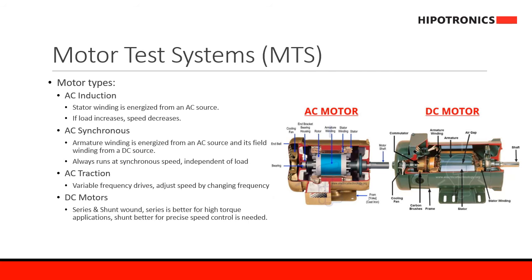The third type is the AC traction. With a variable frequency drive, it adjusts speed by changing frequency. The last type is the DC motors with series and shunt wound. Series is always better for high torque applications, where the shunt is better for precise speed control.